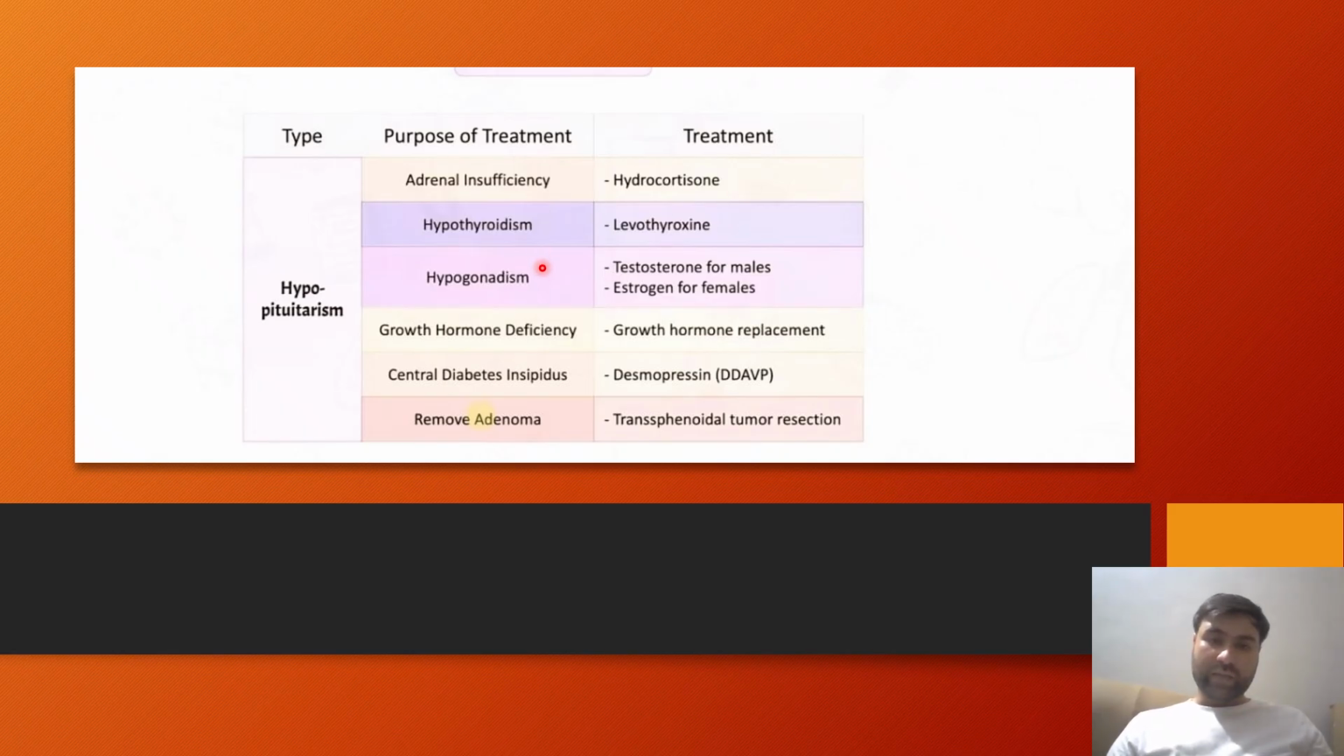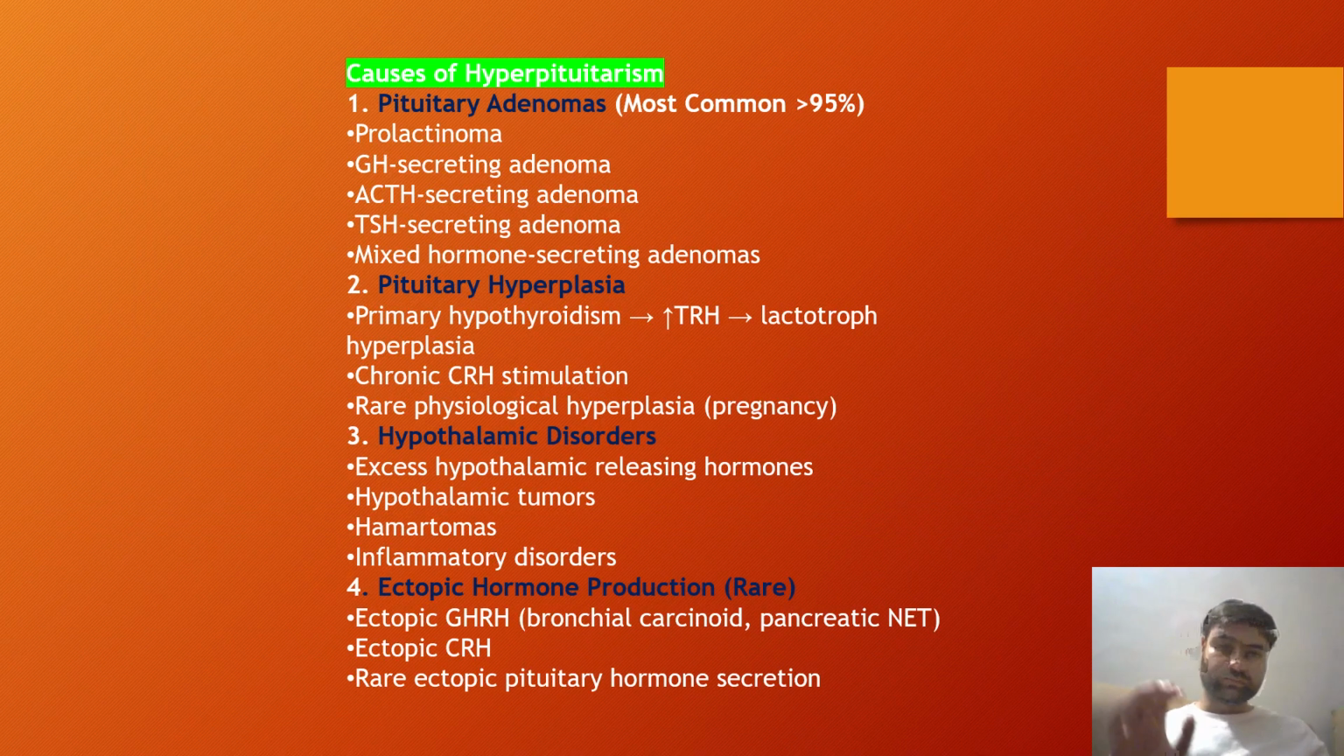So the next thing is hypogonadism. For this, you give testosterone for males and estrogen for females. If there is growth hormone deficiency, you should replace growth hormone. For central diabetes insipidus, you should give desmopressin. And if there is an adenoma that causes panhypopituitarism, transsphenoidal tumor resection of that adenoma can lead to correction of panhypopituitarism.